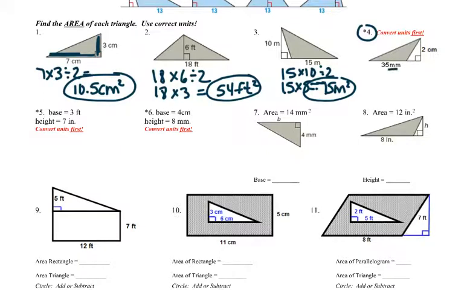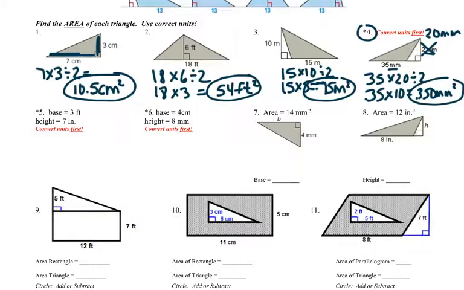So I got millimeters here, centimeters here. 2 centimeters is the same as 20 millimeters. So 35 times 20 divided by 2, or 35 times 10 is 350 millimeters squared. Next one also has different units, doesn't have a picture.